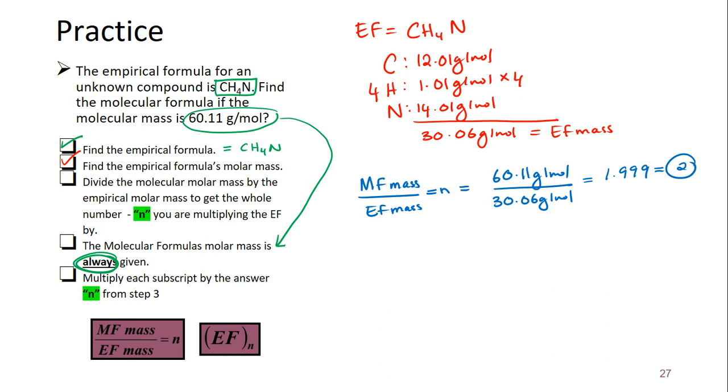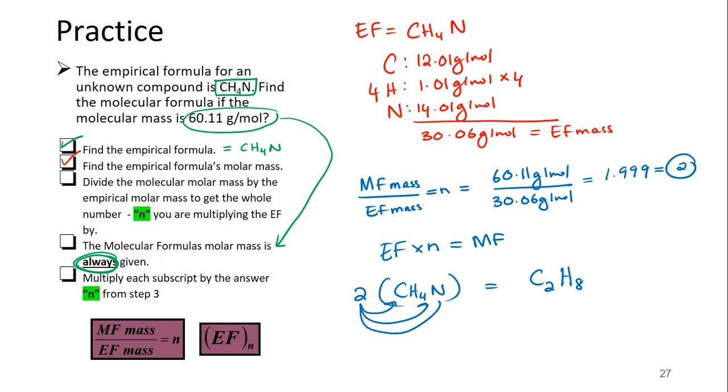Okay, so empirical formula times N gives you molecular formula. So here is my empirical formula, CH4N. I'm going to times that by 2. So 2 times the carbon gives me 2 carbons. 2 times the 4 hydrogens gives me 8 hydrogens. 2 times the N gives me N2. C2H8N2 is what we are looking for in this question.